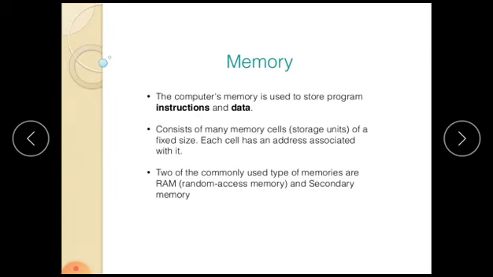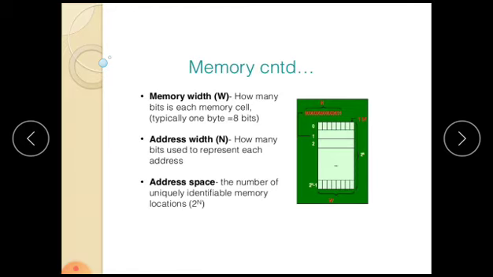Next, memory. The computer's memory is used to store program instructions and data. It consists of many memory cells, storage units of a fixed size. Each cell has an address associated with it. Two of the most commonly used types of memory are random access memory and secondary memory. And memory is specified in these forms: memory width, address width, and the address space.